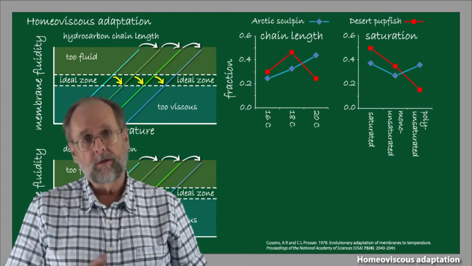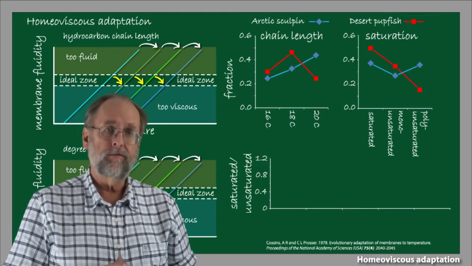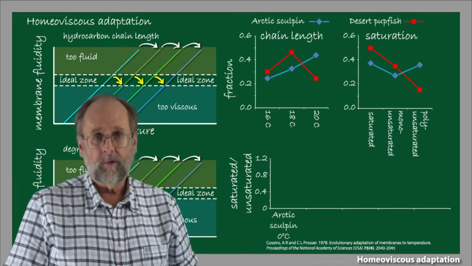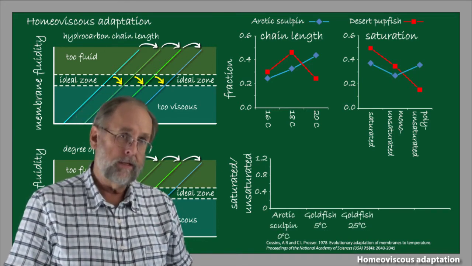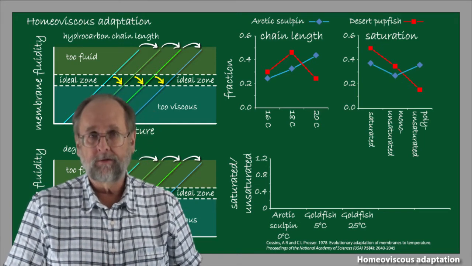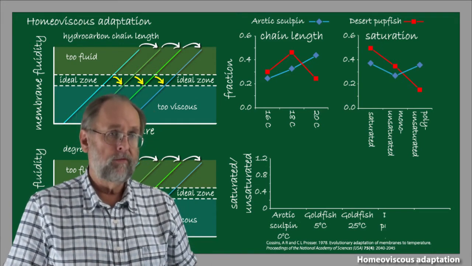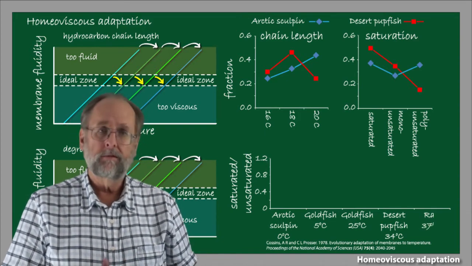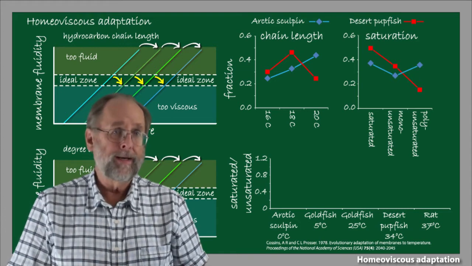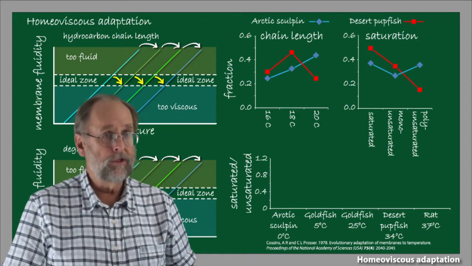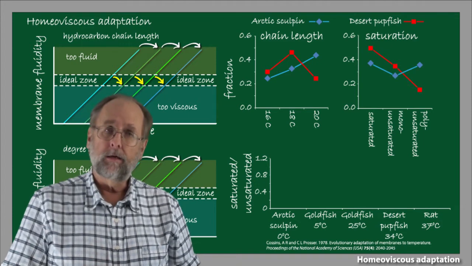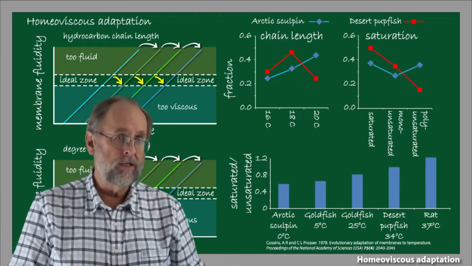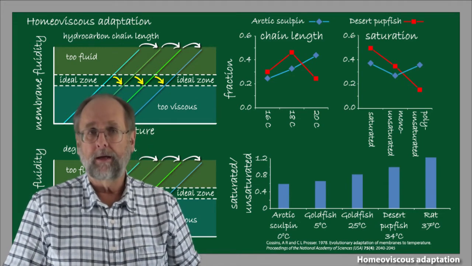We can also look at the ratio of saturated to unsaturated phospholipids in a variety of different animals, ranging from the Arctic sculpin to goldfish acclimated at 5 degrees Celsius and 25 degrees Celsius, our desert pupfish at 34 degrees Celsius, and phospholipids from the rat brain, which typically live at the regulated body temperature for rats of about 37 degrees Celsius. Here, we see a quite regular increase in the ratio of saturated to unsaturated phospholipids as we go to higher and higher temperatures.